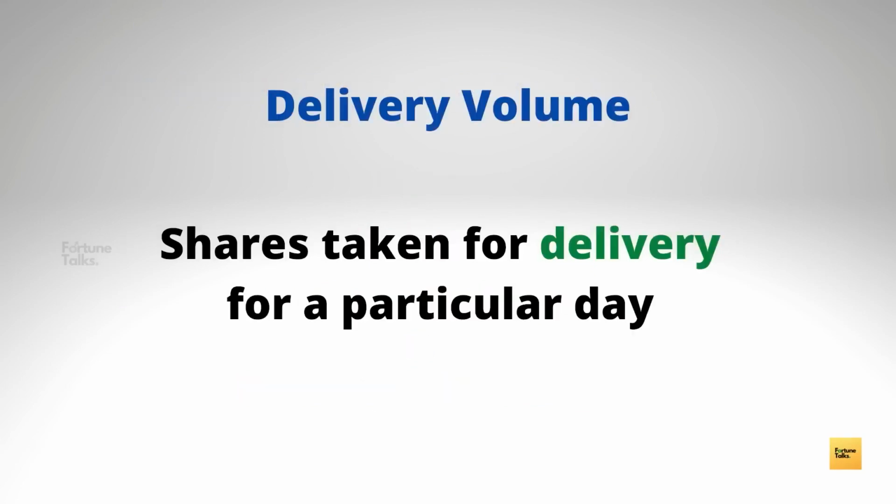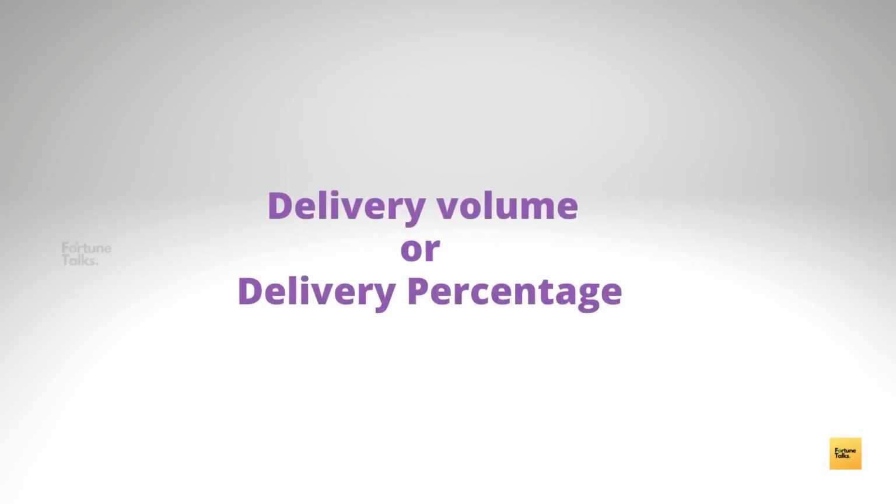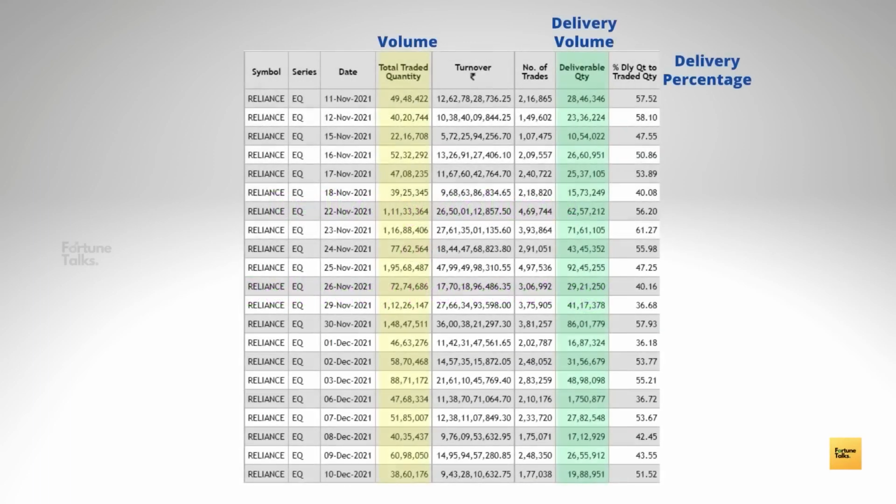Now, delivery volume is the volume of the stock delivered to actual buyers out of the total traded volume, or in simple terms, the shares which were taken as delivery for the particular day. A year ago, we needed to go through both these parameters, because the delivery volume would also include BTST trades, that is buy today, sell tomorrow trades, which will not give the correct picture. So we also had to keep an eye on the delivery percentage. But now, since the BTST trades are stopped, we can consider any one of them.